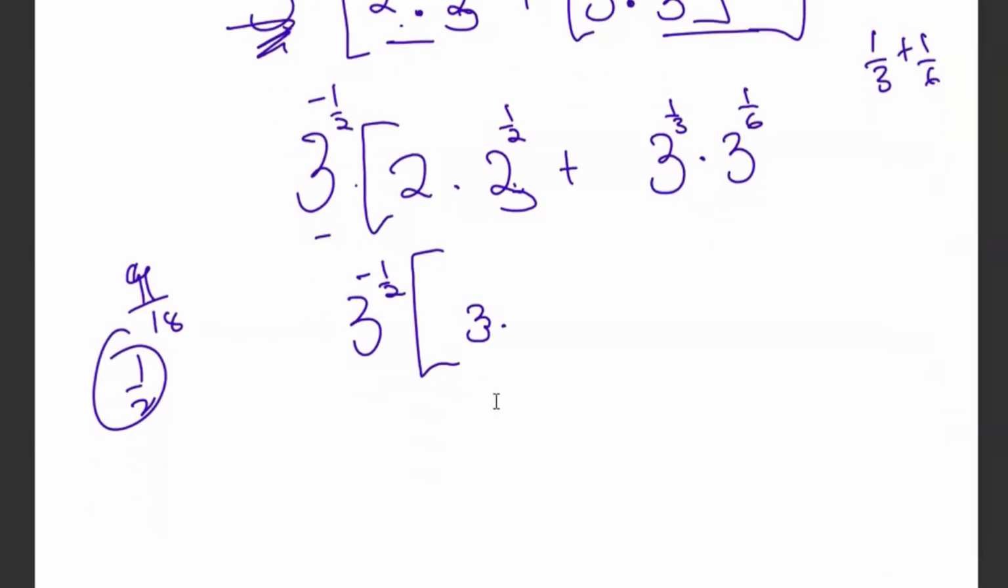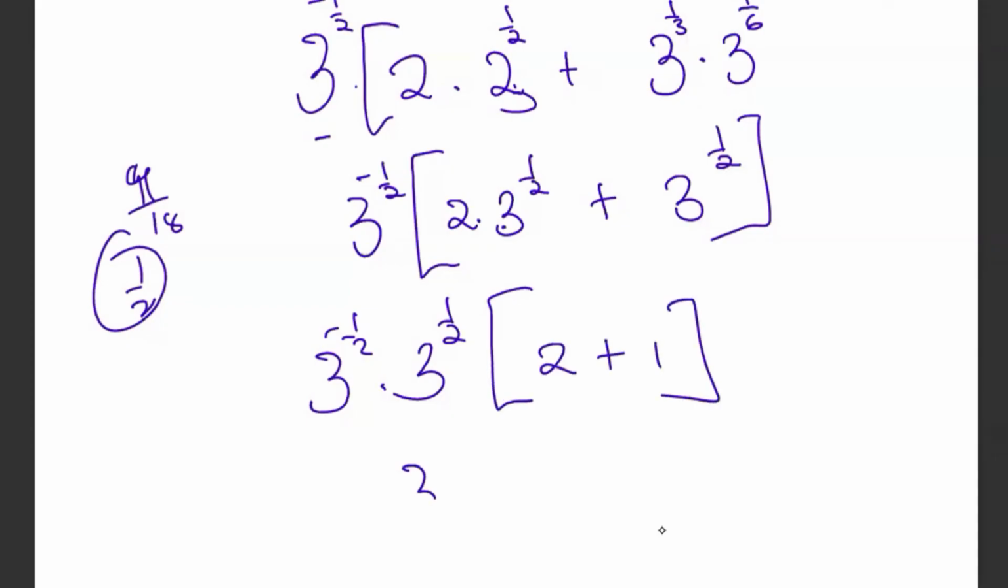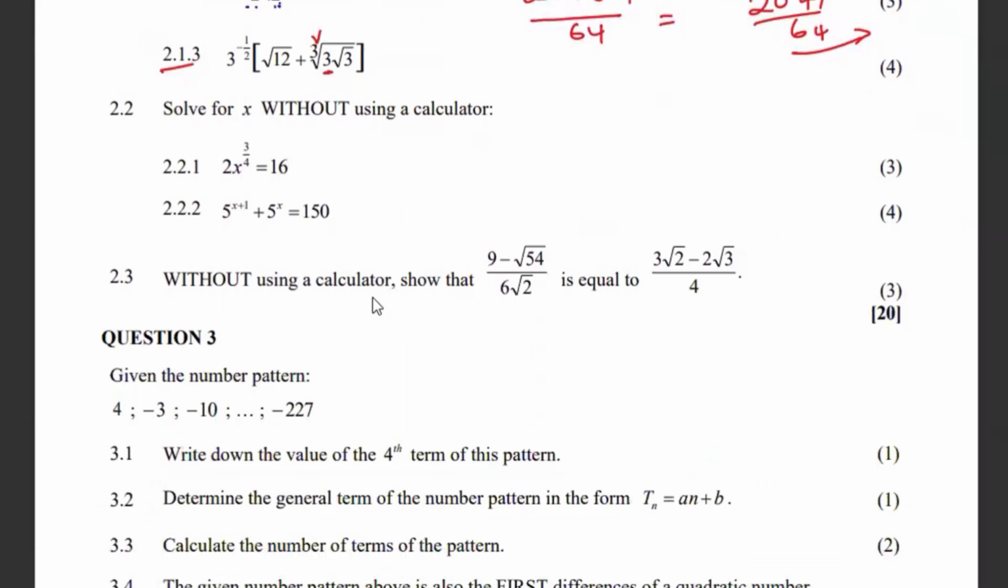Okay, so let's see. We're saying this is a 3. Okay, 2 multiplied by 3.5 plus 3.5. I think this makes more sense. Take out the 3.5. So 3 to the negative 1/2 times 3.5 shall be having 2 plus 1. So 3 to the 0 and 3, which is 3. Yeah, makes much more sense. Thank you for that.